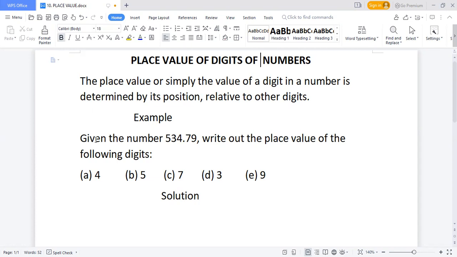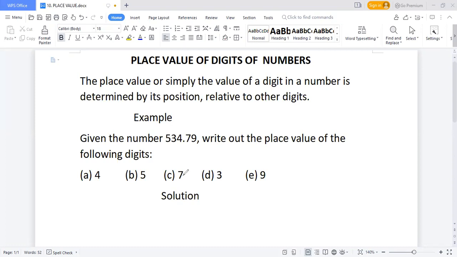For example, we have this example here, number 534.79. Write out the place value of the following digits. So we want to write the place value of 4, then we write place value of 5, write place value of 7.